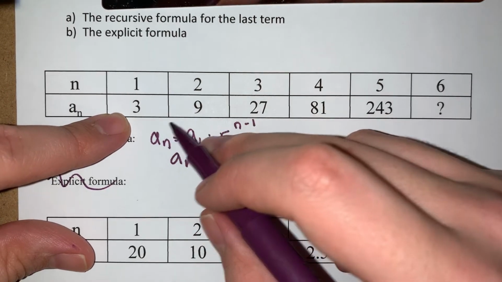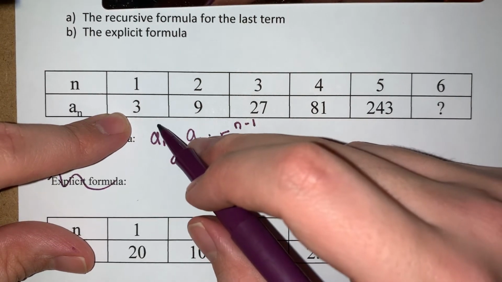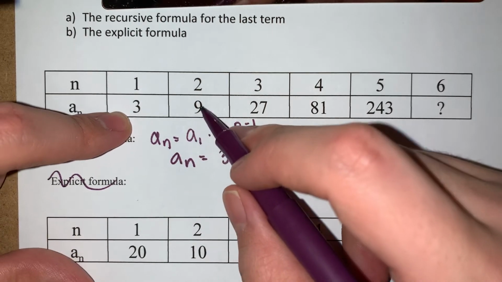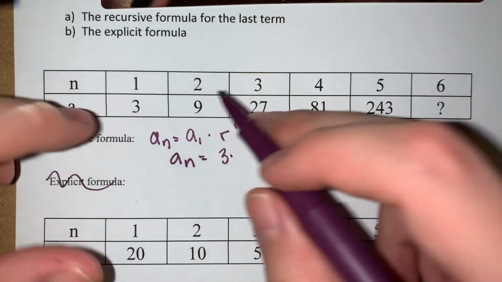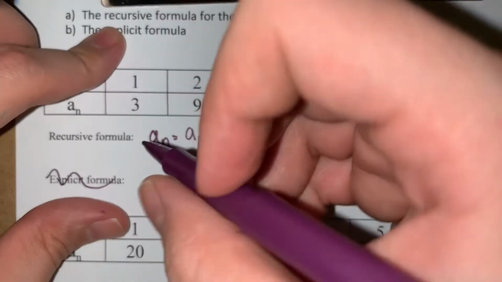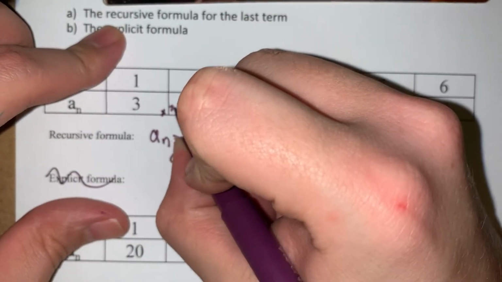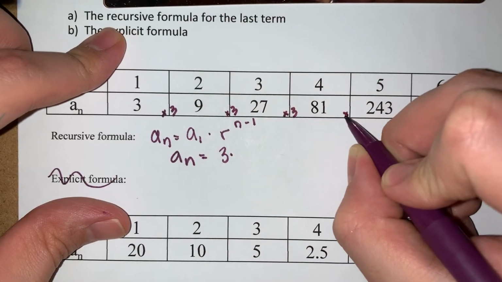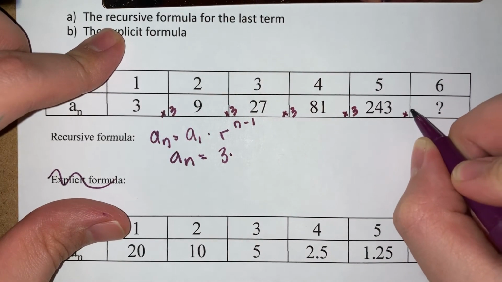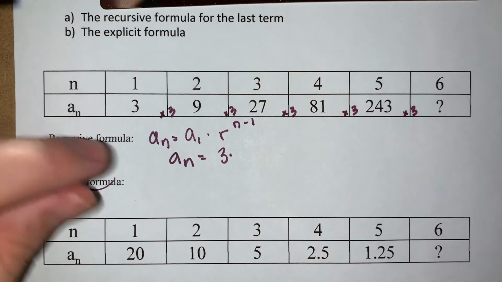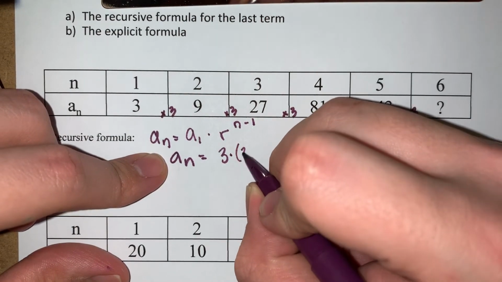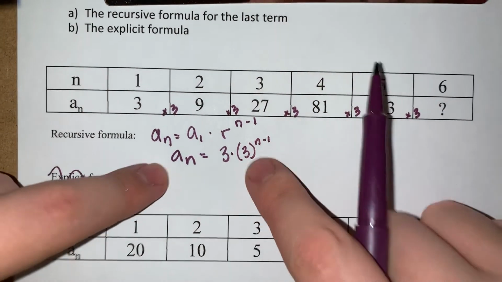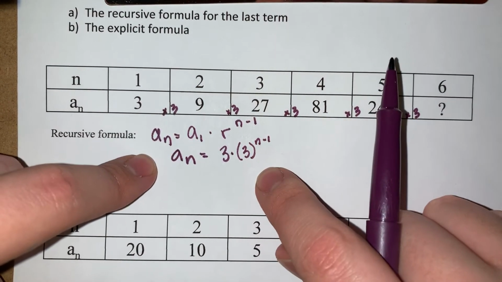Well, if you do the math, you could do 3 times what equals 9. 3 times 3 equals 9. Or you could simply do 9 divided by 3 and notice that the ratio is 3. So all of this is times 3, times 3, times 3, times 3, and times 3. So I know that my rate is 3 to the n minus 1. So this would be the recursive formula.